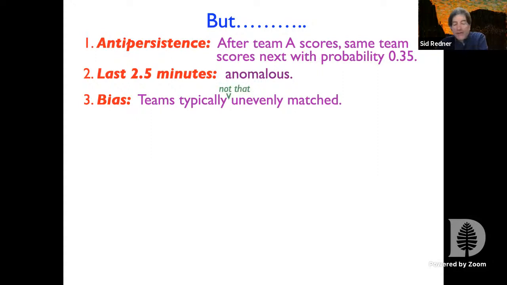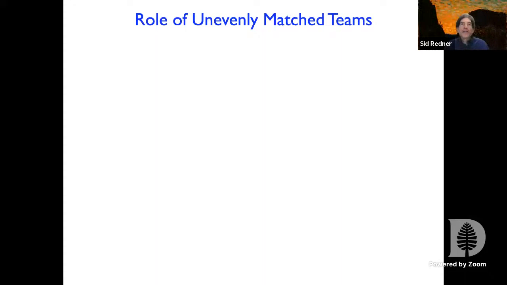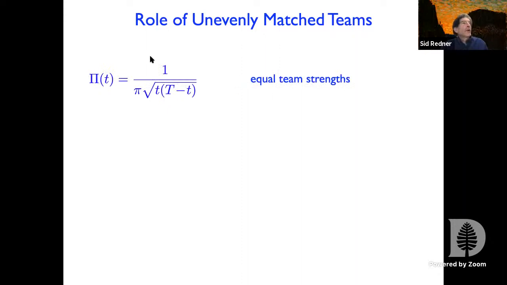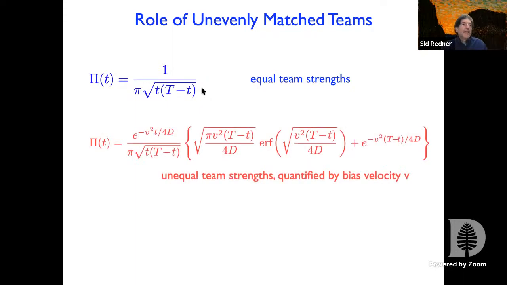All right. So coming now to the issue of bias. Let me do this in the context of the time of the last lead change. We saw that when teams had equal strength, the probability distribution for the time of the last lead change was the first Arcsin Law. One can generalize this to not a pure random walk, but a biased random walk. Let's suppose there's a small bias quantified by a bias velocity v. Then you have to work a little bit harder, but it's possible to do. And so this is the analytical expression for the distribution of times for the last lead change when there's a bias. D is a diffusion coefficient, v is the bias velocity.